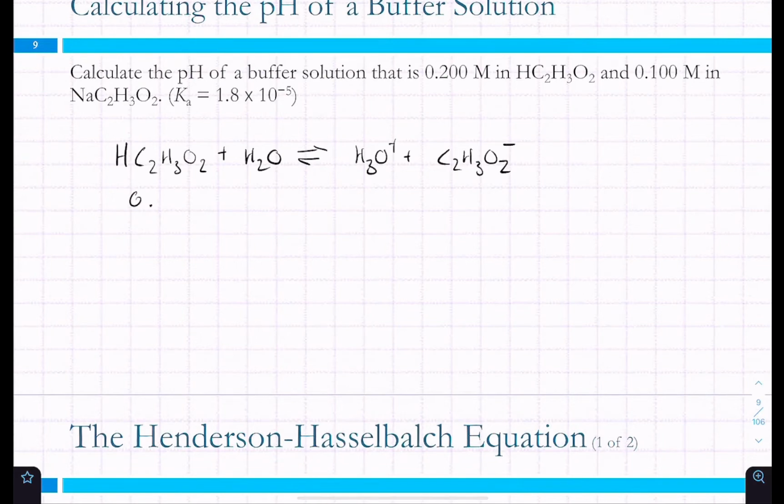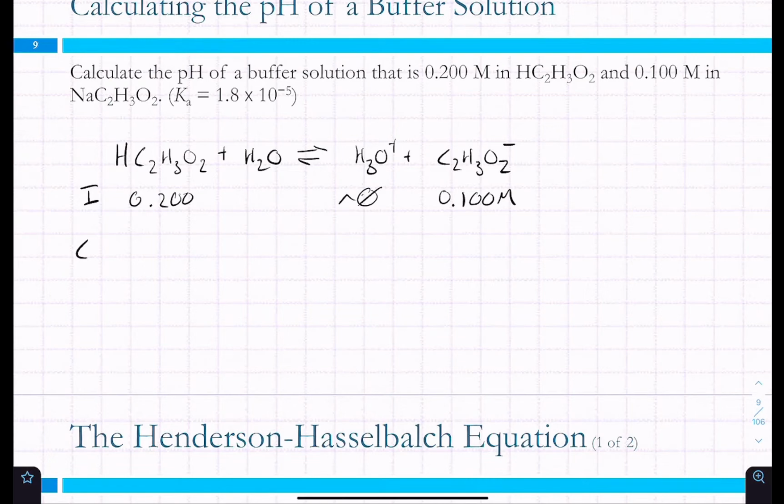So 0.200 molar acetic acid, practically no hydronium to speak of, and then 0.100 molar acetate. So that'll be our initial, and then our change.